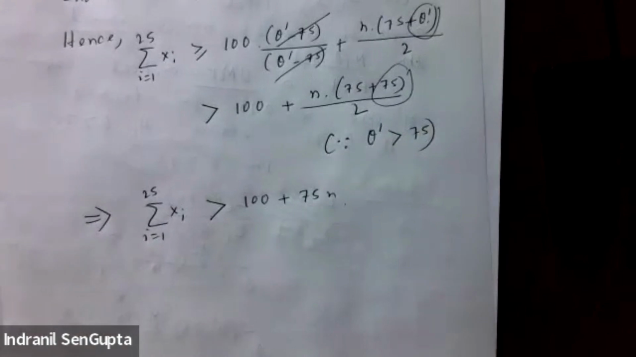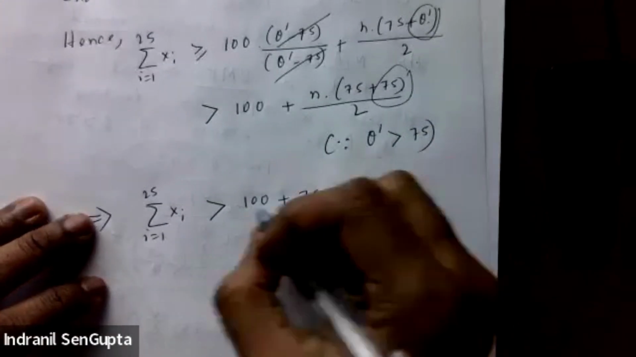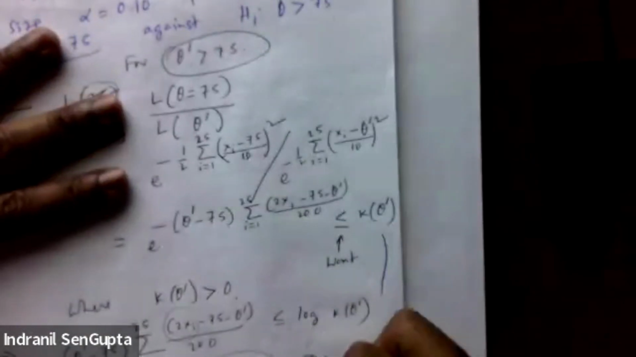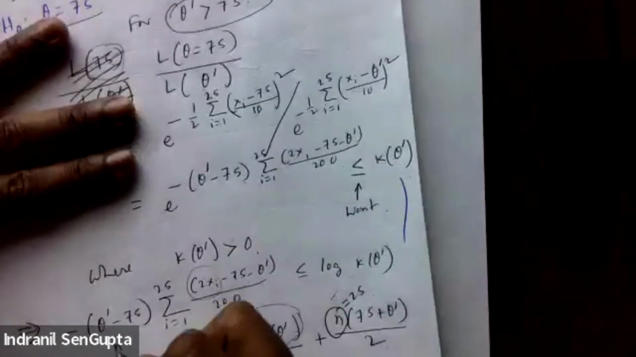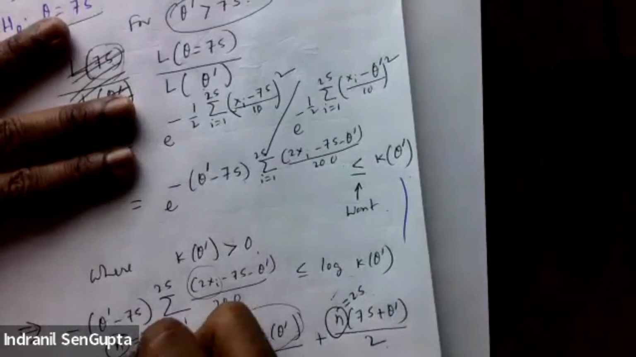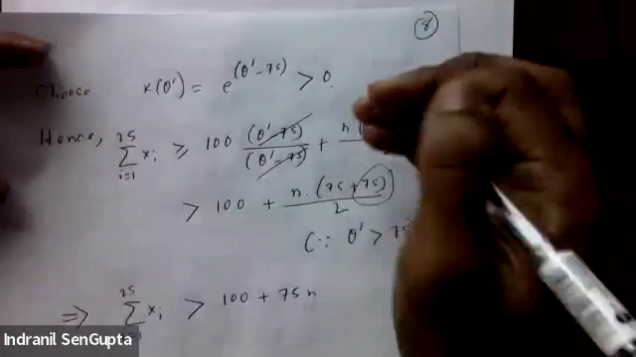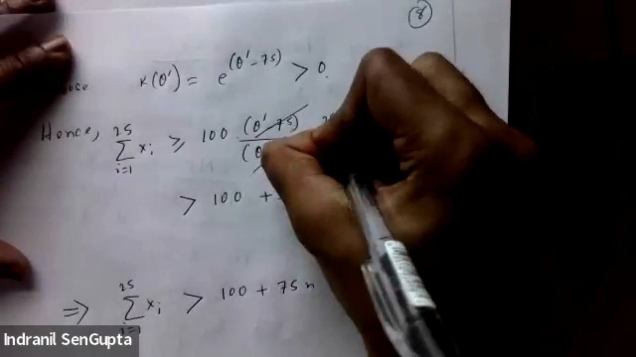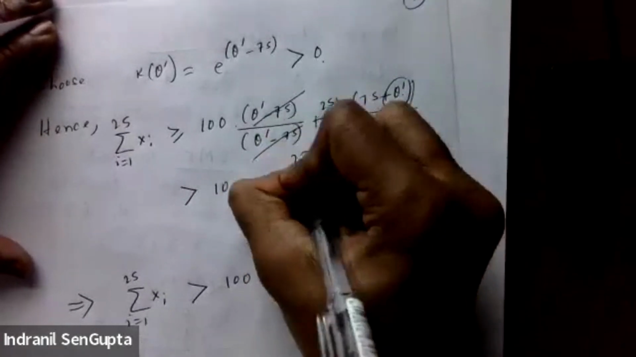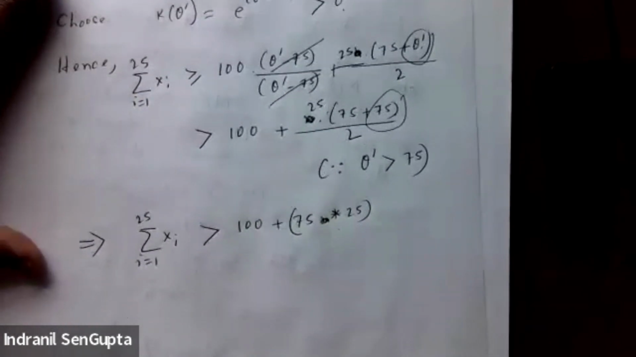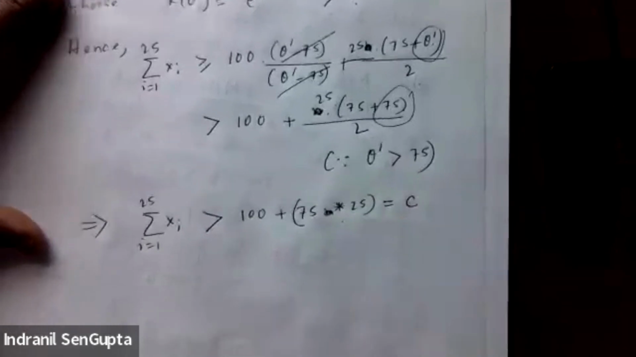Okay. By the way, I am always using n equals 25. So let me just write n equals 25 here, because this n is really 25. I used n here, and later on I changed this n to 25. So this is 75 times 25. I don't worry about this number. For my purpose, it's just a constant c.